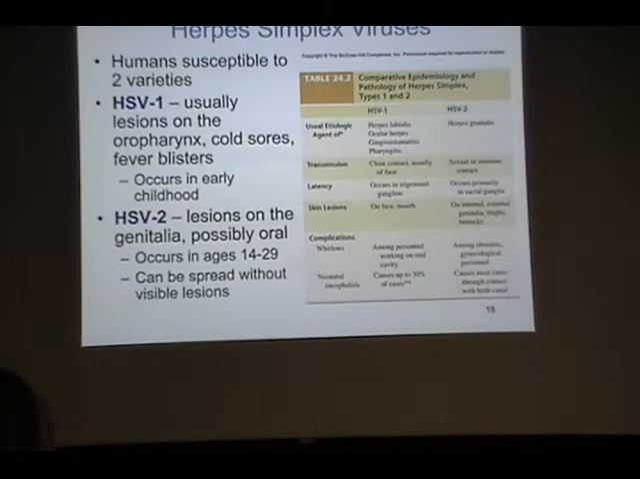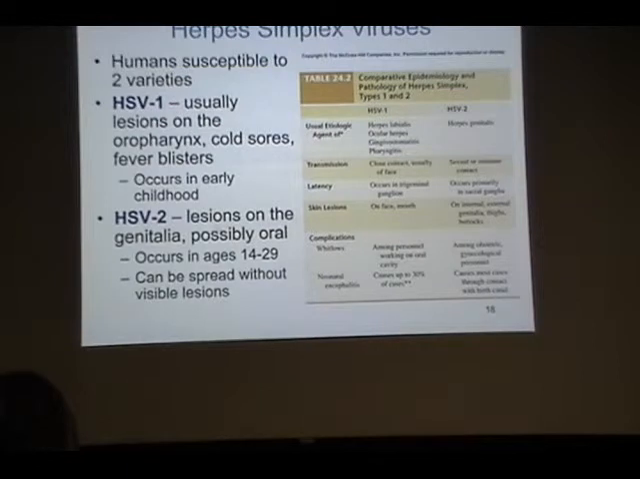In general, it affects anywhere above your chest. Okay, you get it most of the time from your parents when you receive a kiss from them. HSV2 usually is associated with genital infections, and usually you get this after you become an adult, become sexually active.